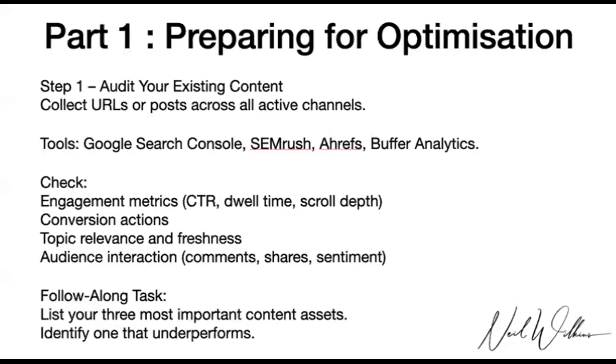So this is where you're going to use tools like Google Search Console, SEMrush, Ahrefs, Buffer Analytics. There are many, many others that will help you to audit your existing content. In other words, just checking, where are we now? What is our baseline? What are we going to start to work from to enable this optimization or this continuous improvement? And the kinds of things when you do audit that you're going to be looking at here are engagement metrics.